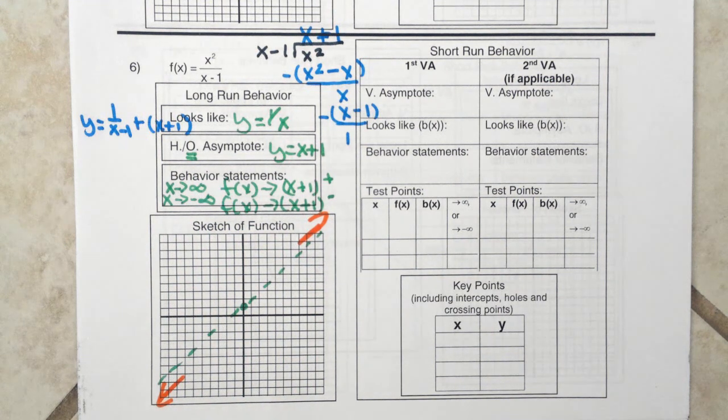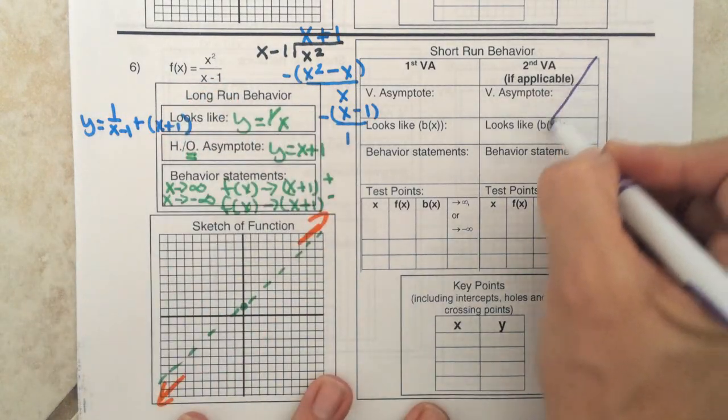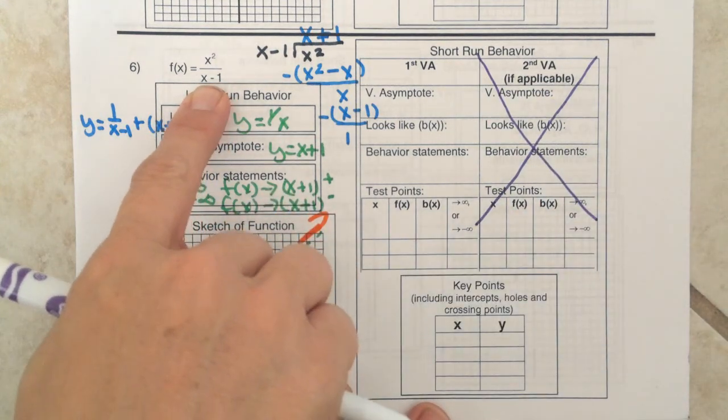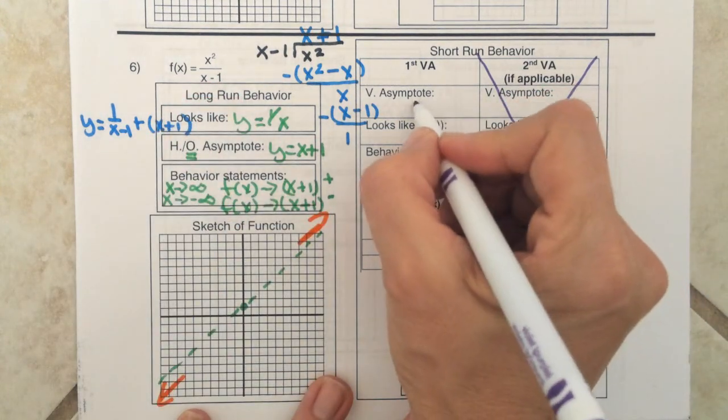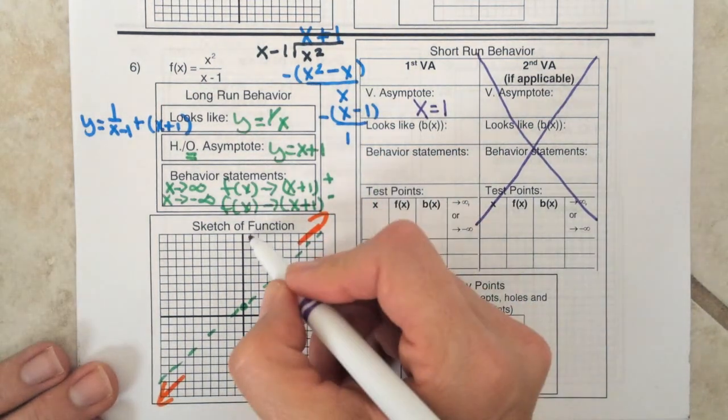Now I'm going to focus on the short run behavior. So on your short run behavior, it looks like we're only going to have one asymptote. So there's only one binomial under here. I have x minus 1, so it would be 0 when x equals 1. So my vertical asymptote is x equals 1.